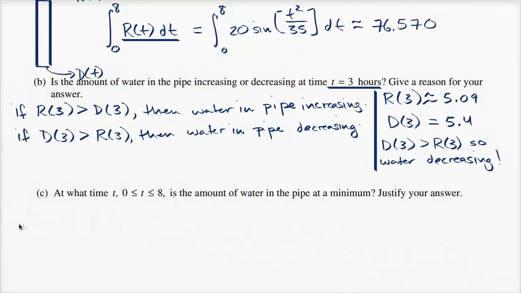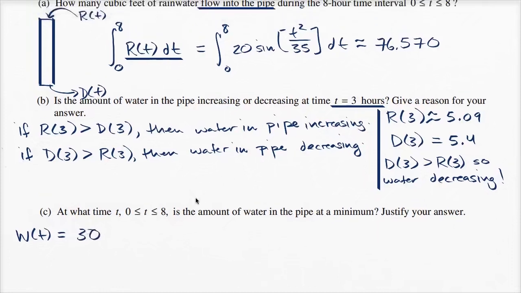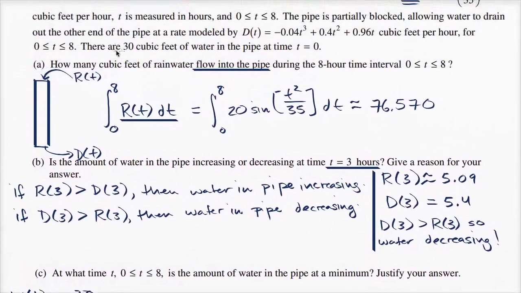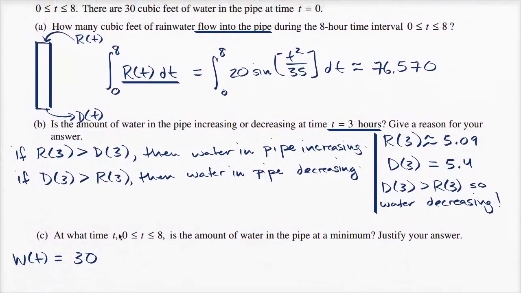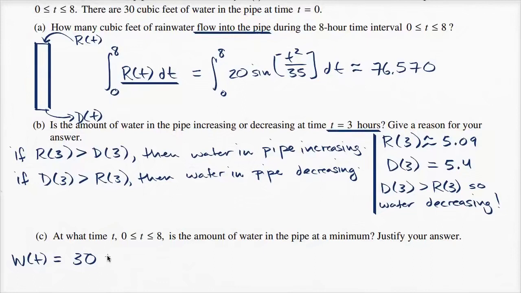So let's just say w of t, so that's the amount of water in the pipe at any given time t. It's going to be equal to, well, we start with 30 cubic feet of water in the pipe at t equals 0. They tell us that right up here. So we start with that much, and then we are going to add or take away some amount. So then it's going to be plus, we're going to sum up from time 0 to time t.